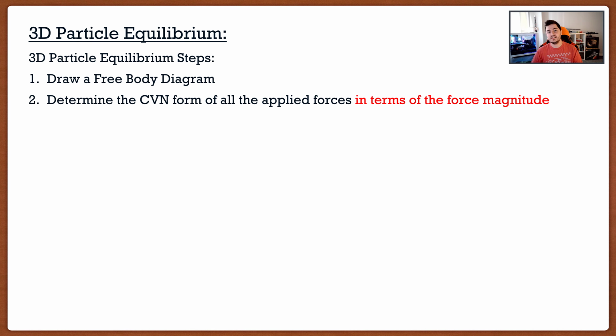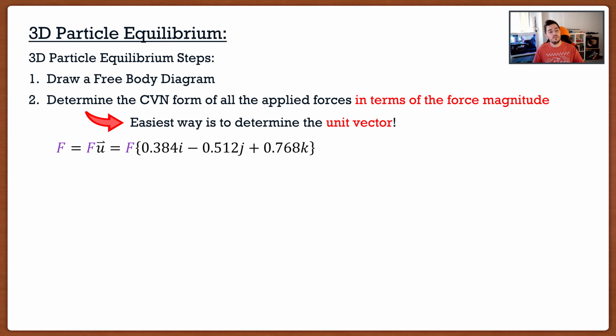The second part is where things get a little bit more difficult, because we need to take all of our forces and throw them into Cartesian vector notation. Remember, 3D can be quite difficult because we have three different cases that we have to consider: the trigonometry case, the coordinate direction angles, as well as the position vector case. Now for me, I always find the easiest is to determine the unit vector of those 3D components. The reason why? Well, we know that a force vector can be expressed as the force multiplied by the unit vector. Therefore, in this particular case, I have my force F multiplied by a vector. This vector right here is actually going to be the unit vector.